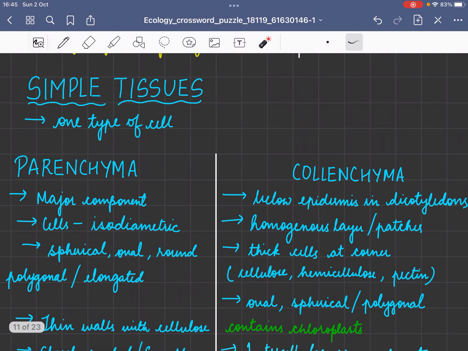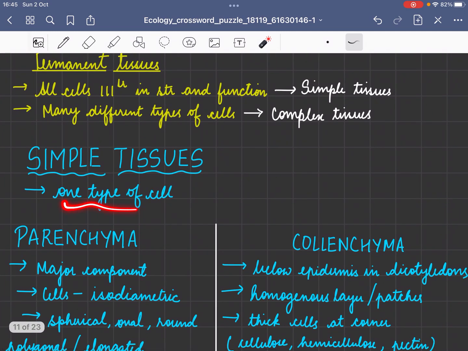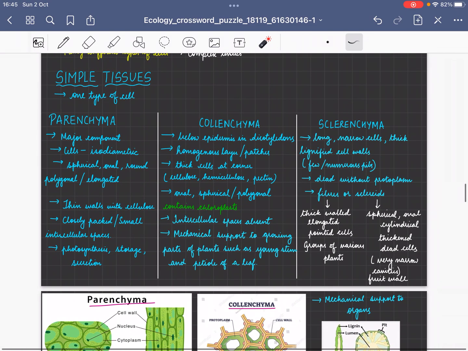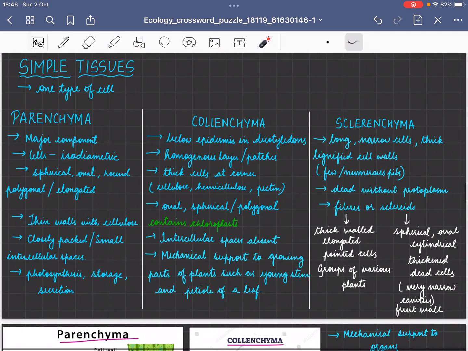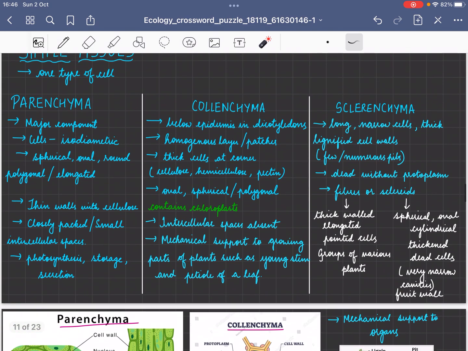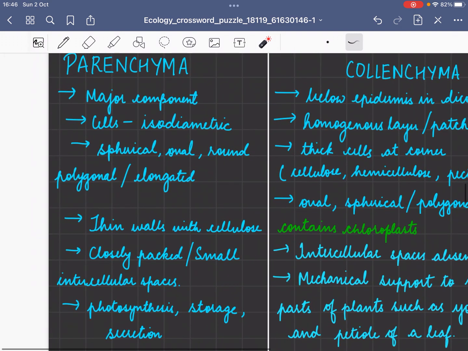Simple tissues have only one type of cell, because all of them are similar in structure and function. It is divided into three: parenchyma, collenchyma, sclerenchyma. We're going to deal with each of them one by one. Usually you are asked to know the differences between all three, hence I've drawn them in columns, and I've also given pictures of parenchyma, collenchyma and sclerenchyma. Let's start with parenchyma.